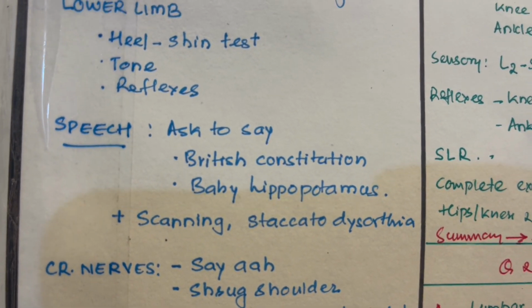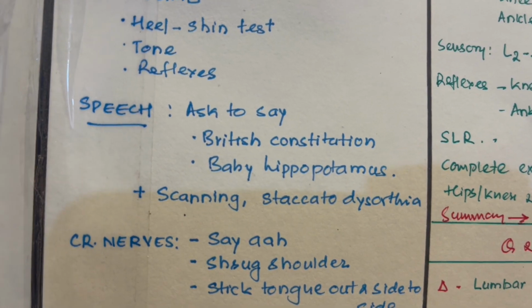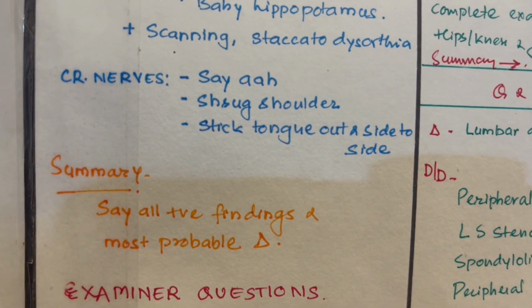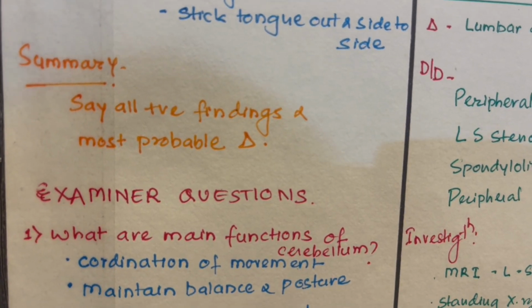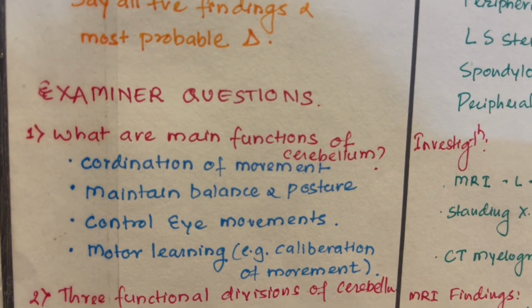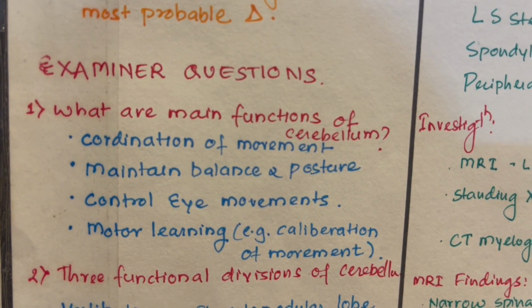So say for the 10th, shrug the shoulder, and the 10th, 11th, 12th nerves. Then summary, say all positive findings. Then the questions will be: what are the main functions of the cerebellum? Coordination of movement, maintaining balance and posture, controlling eye movements.